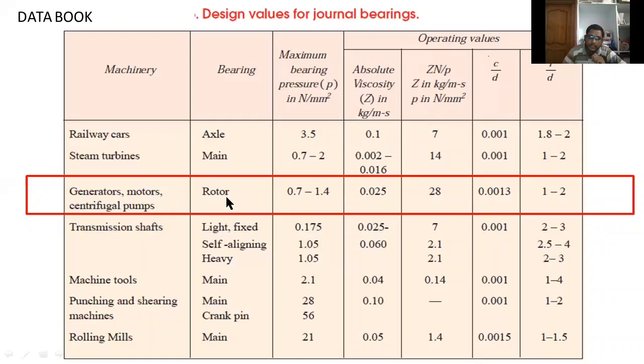The type of bearing is rotor type, and the maximum bearing pressure is 0.7 to 1.4 Newton per mm square, and absolute viscosity is 0.025. The Zn by P bearing characteristic number is 28. C by D ratio is 0.0013, and L by D ratio is 1 to 2.